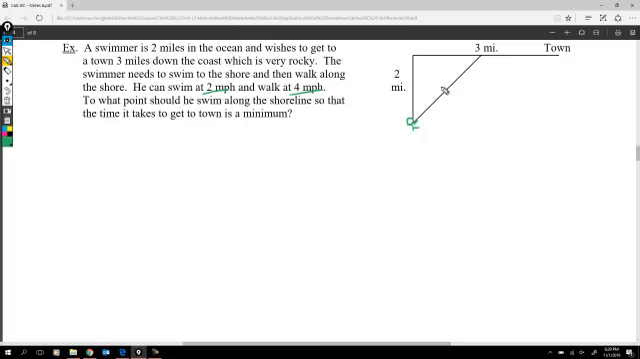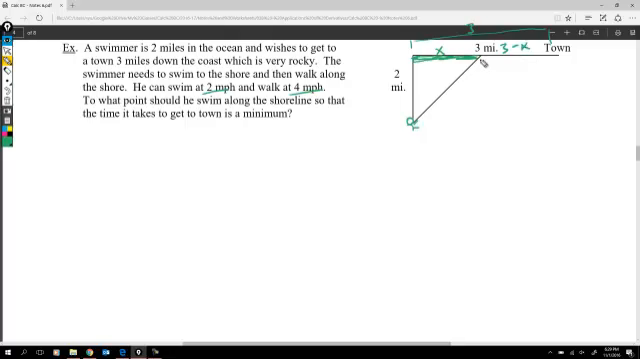What I'm going to do is label some stuff. I'm going to label this distance right here x. The reason I'm labeling this as x is because this is the distance along the shoreline that he's swimming, and that's what the question is asking me. Now, if this whole distance here is 3, then the distance between wherever I land and the town is going to be 3 minus x.